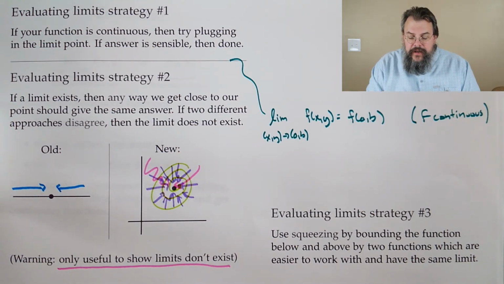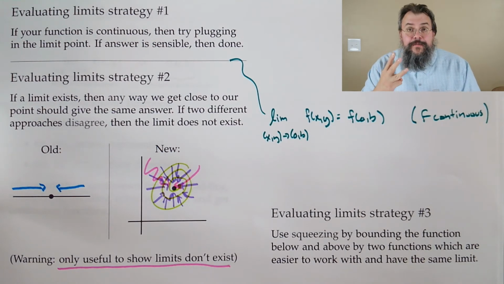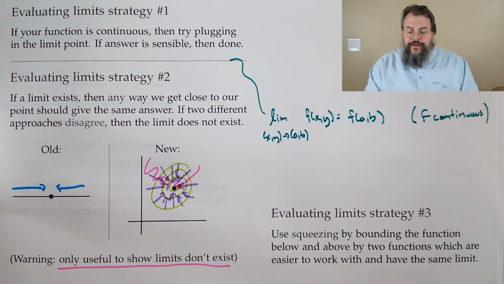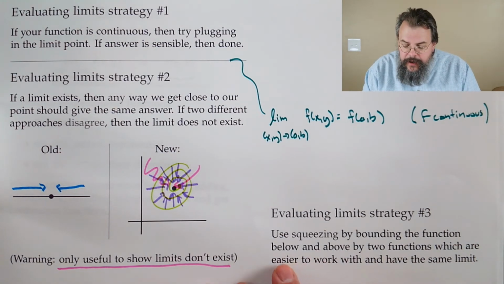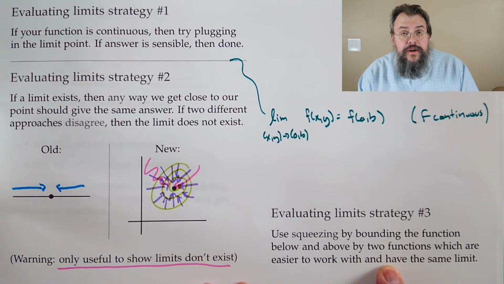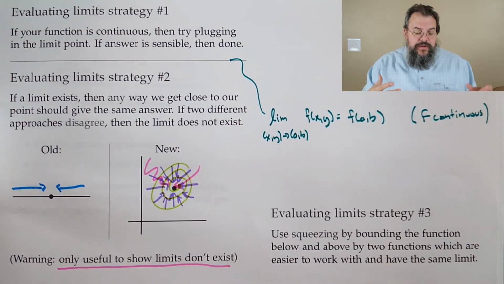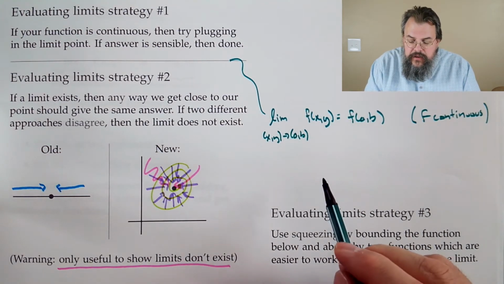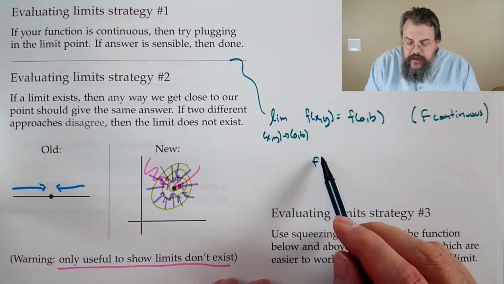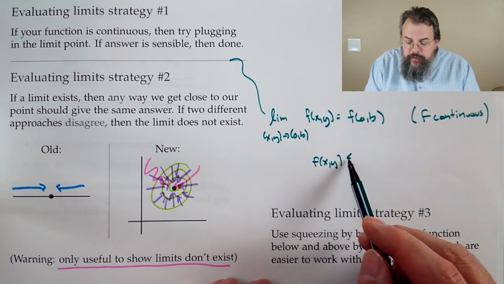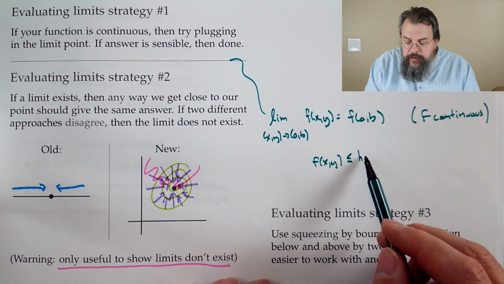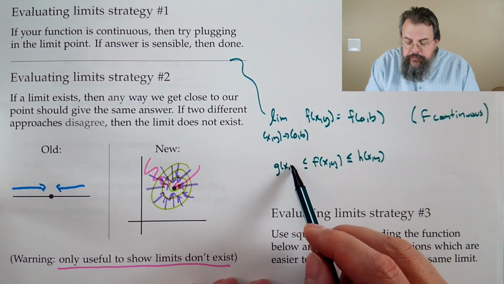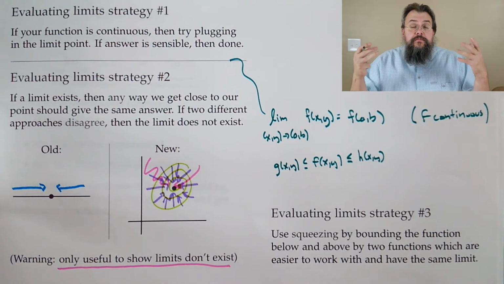All right, good. Now, strategy number 3 is squeezing. So in other words, you want to bound something above and below by two functions which are easier to work with. So what's going on? Well, the idea is actually not so bad. You say, look, I have a function I'm interested in, say f of xy. If you can bound it above, let's say by h of xy, and below by g of xy, and these are both nice.